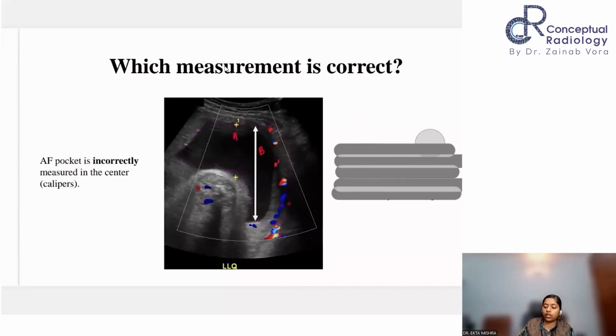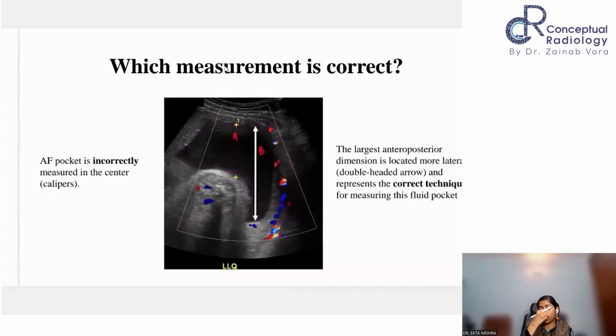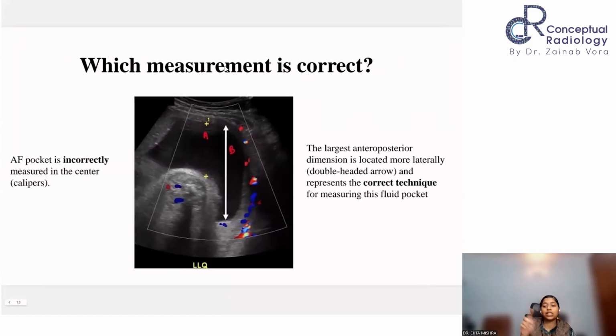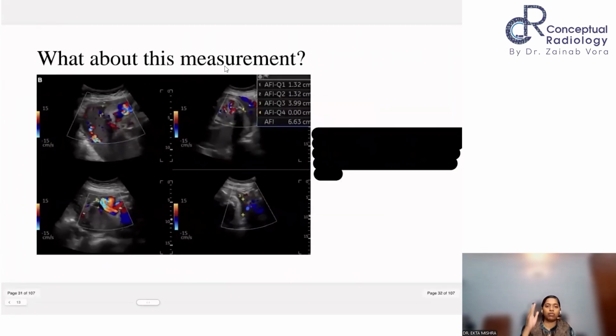So the arrow one, the second one, is the one which is the largest anteroposterior dimension available for us in this pocket to be measured. So we will give the arrow one a chance to be measured because it is the maximum. And this is the correct technique for measuring this fluid pocket. And we're discussing this entire pocket. So take the maximum anteroposterior dimension. Simple. What about this measurement?